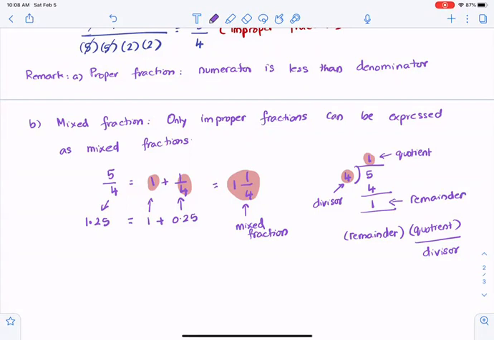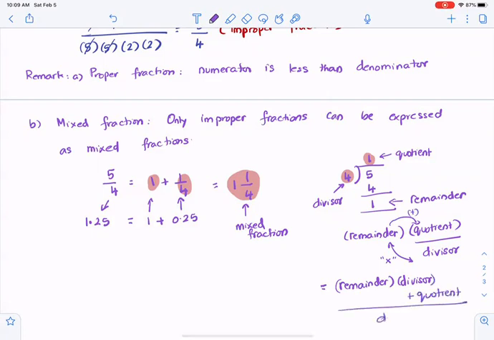One is the remainder. Values and writing it as remainder, quotient, divisor. And if you want to go back to the fraction, you multiply the quotient and divisor, add the remainder, and you put it over the divisor.